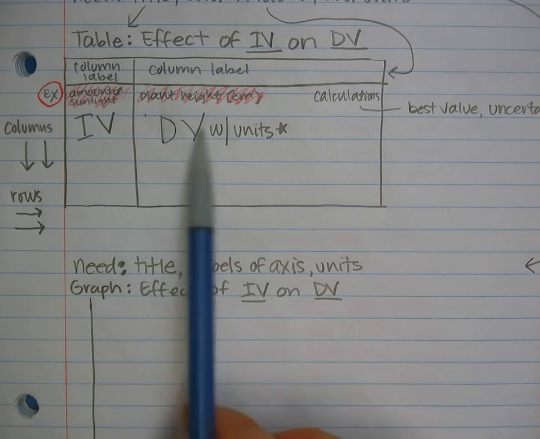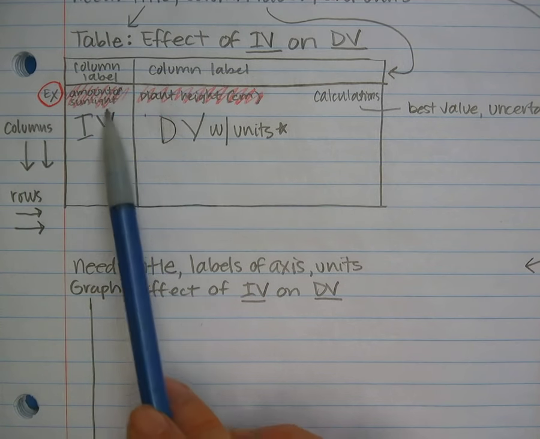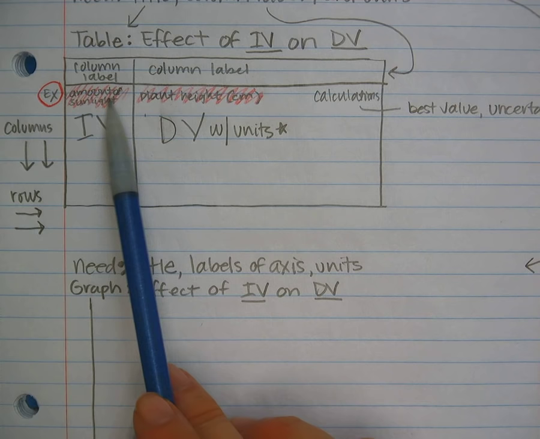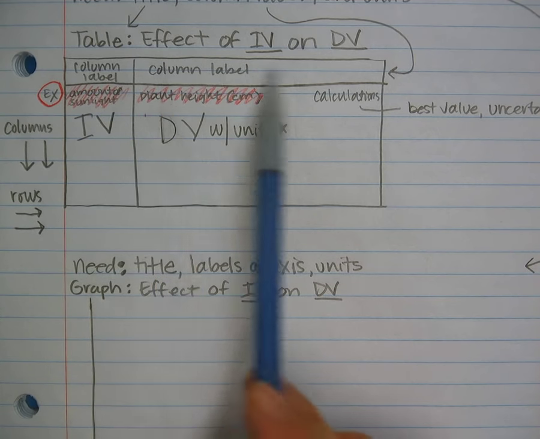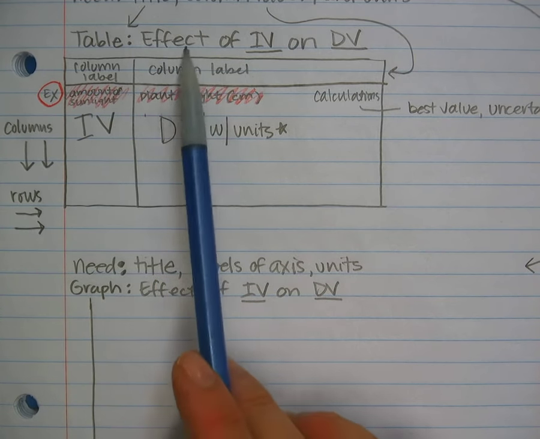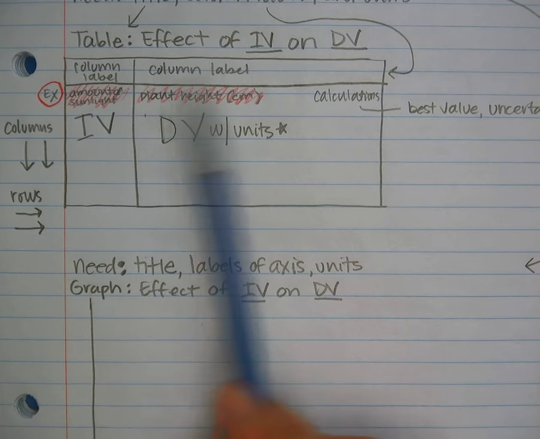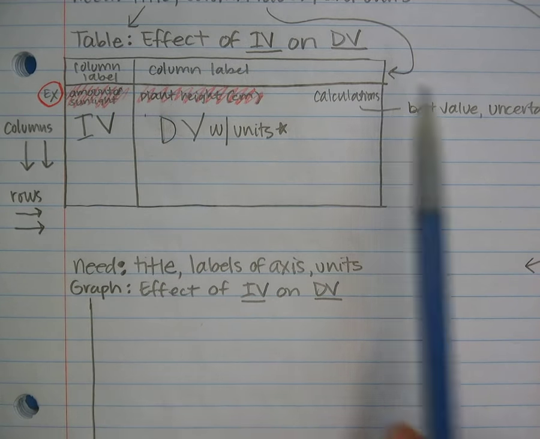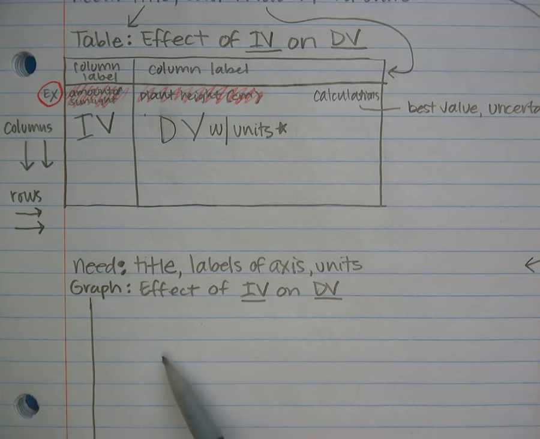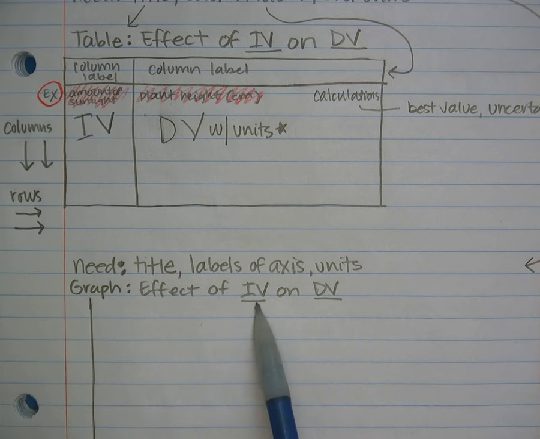Then depending on the experiment, you would change what you write here for IV and RV. So real quick, for our example from above, I wrote the amount of sunlight and the plant height. So this data table would read the effect of the amount of sunlight on plant height. Here it would look exactly the same. So it'd say graph and then effect of amount of sunlight on plant height.